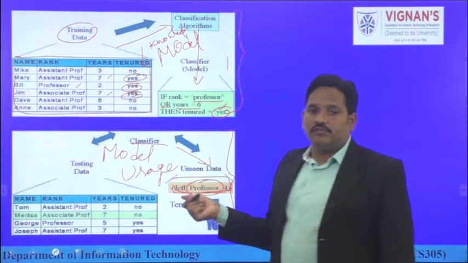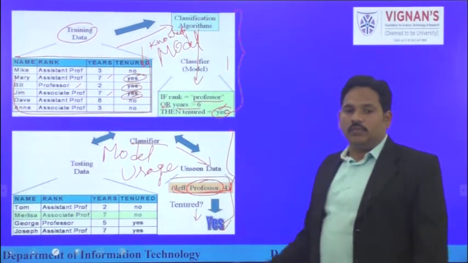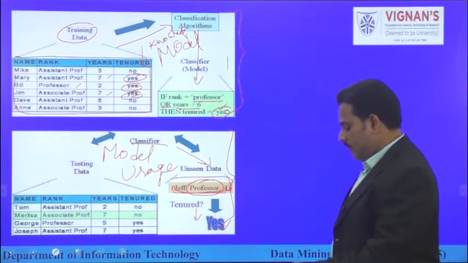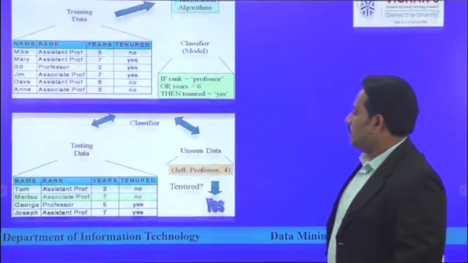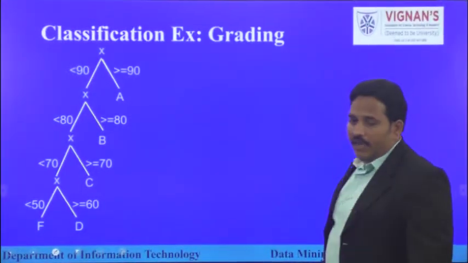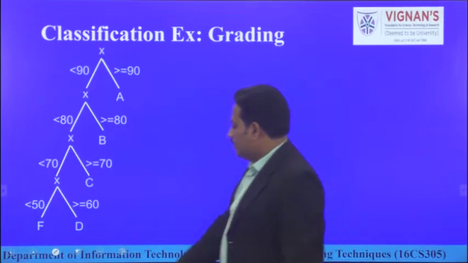What type of classification algorithm? It depends on the programmer, the data, and the type of application. So the upper one is model construction, the second one is model usage. The previous example, like grading of a student. Look at here.